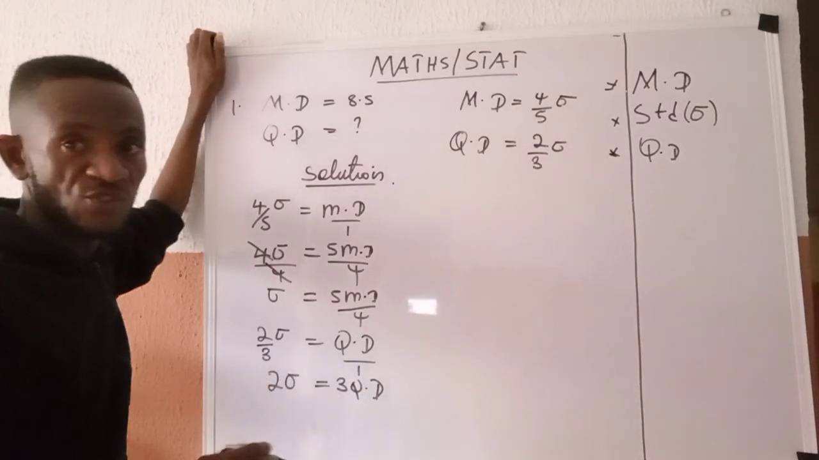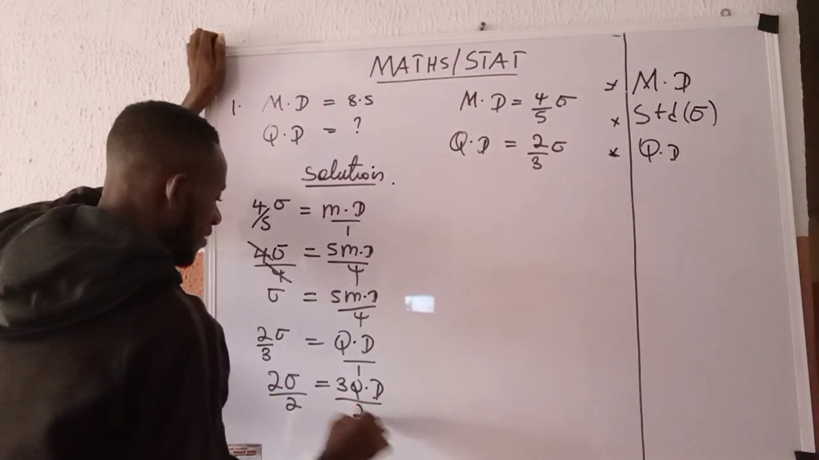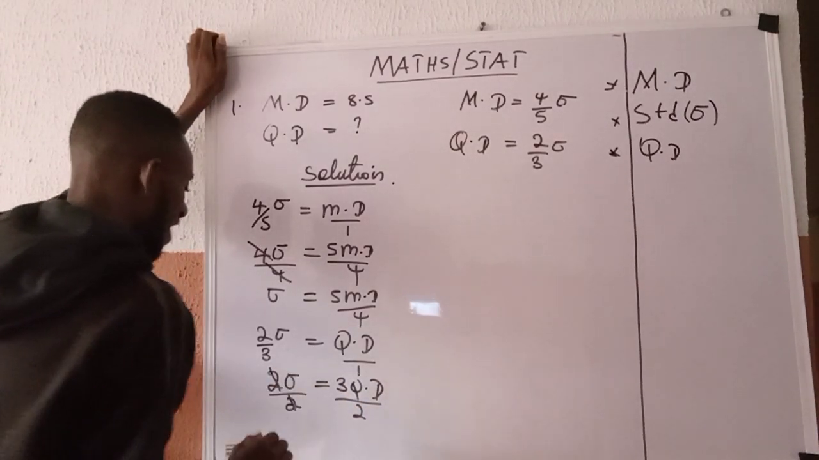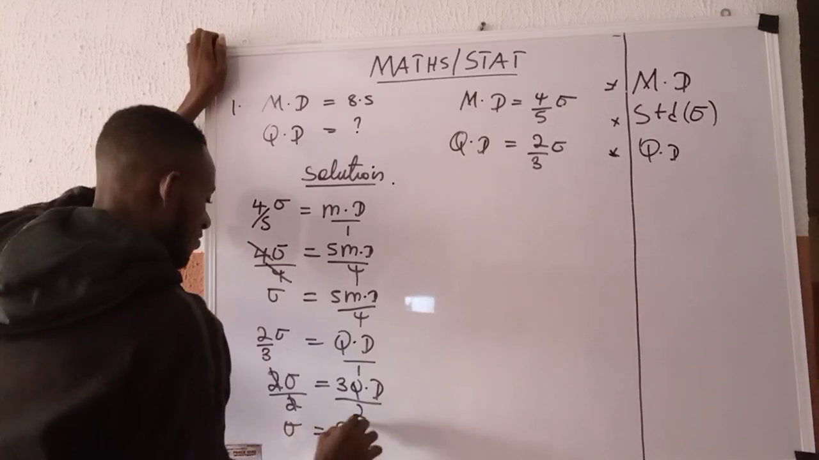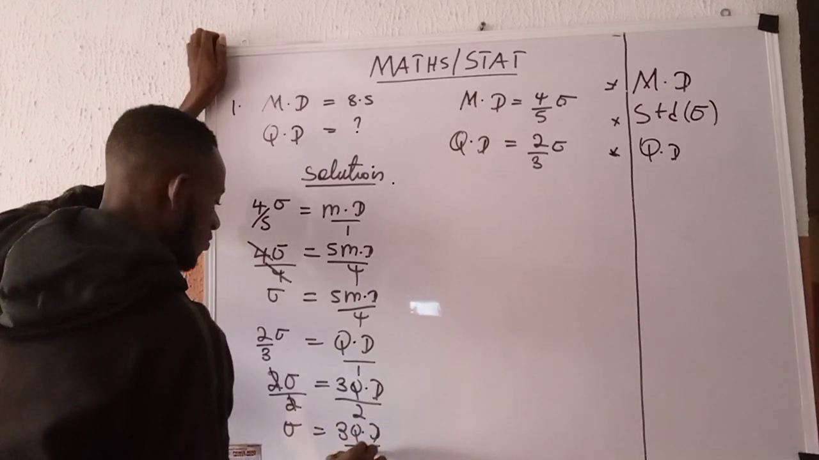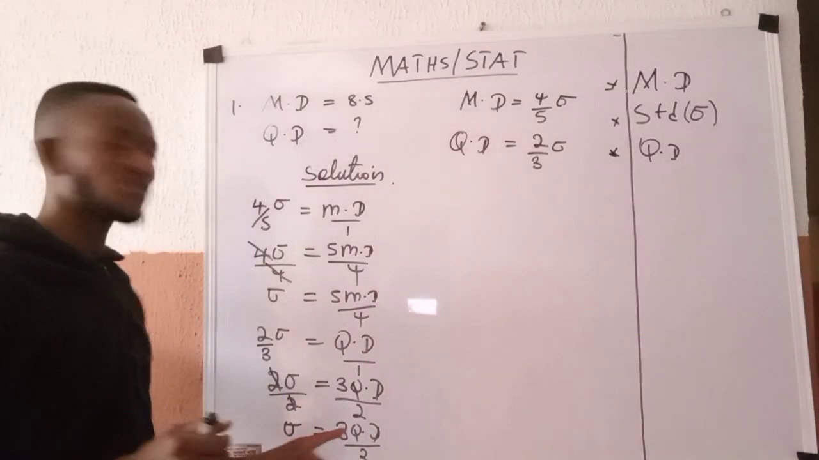So making sigma subject of the formula here now, I will divide both sides by the coefficient of sigma, which in this context is 2. So I have all over 2, all over 2. This and this will cancel. And I have that sigma is given as 3 Q.D. all over 2. I've equally made sigma the subject of the formula here.